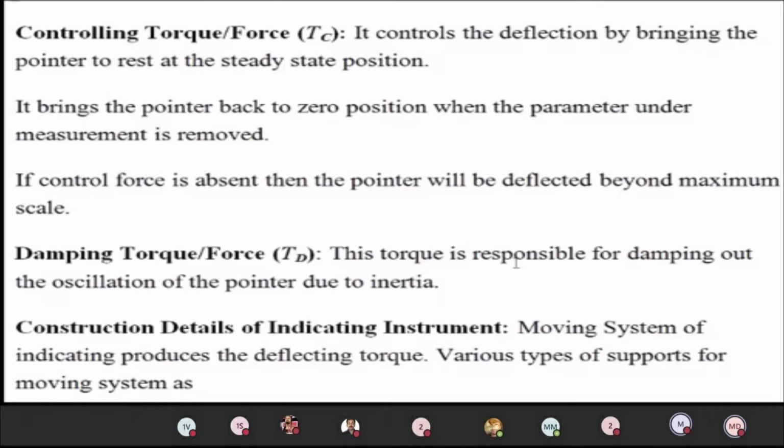If the controlling force is absent, then the pointer will be deflected beyond the maximum scale. So a controlling torque is needed. And the next one is the damping torque. This torque is responsible for damping out the oscillation of the pointer due to inertia.